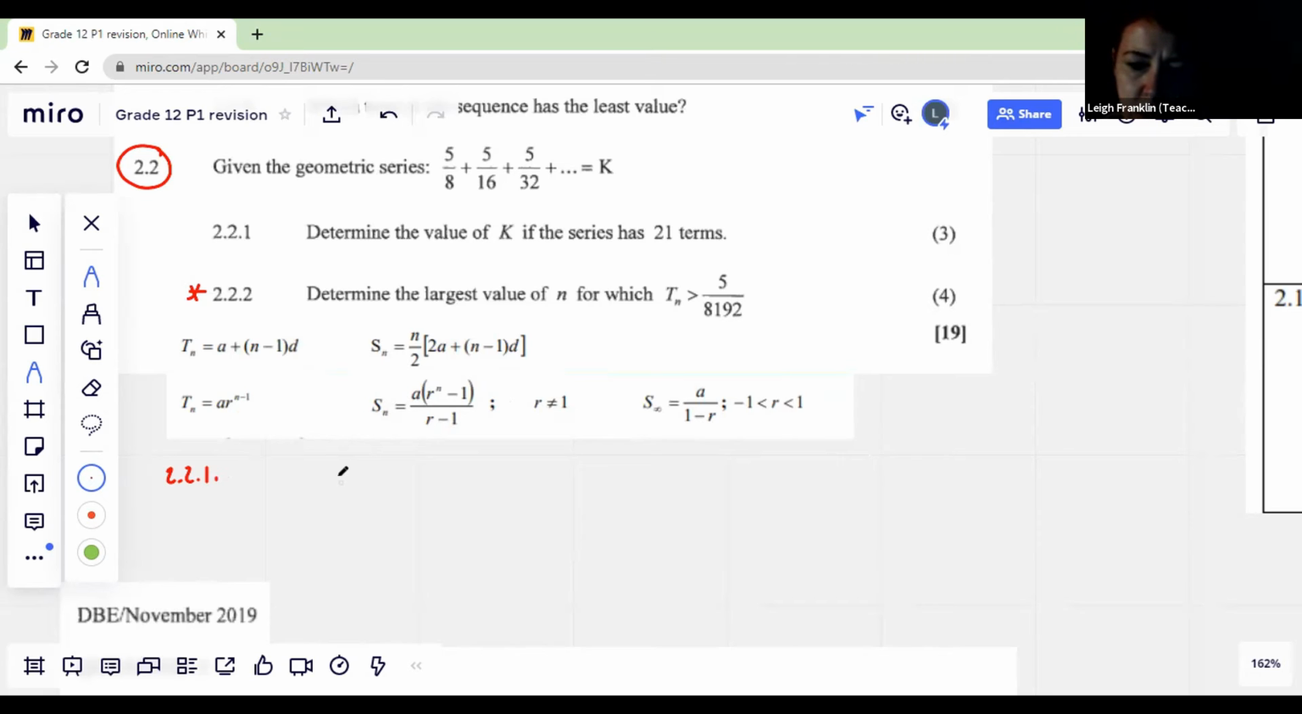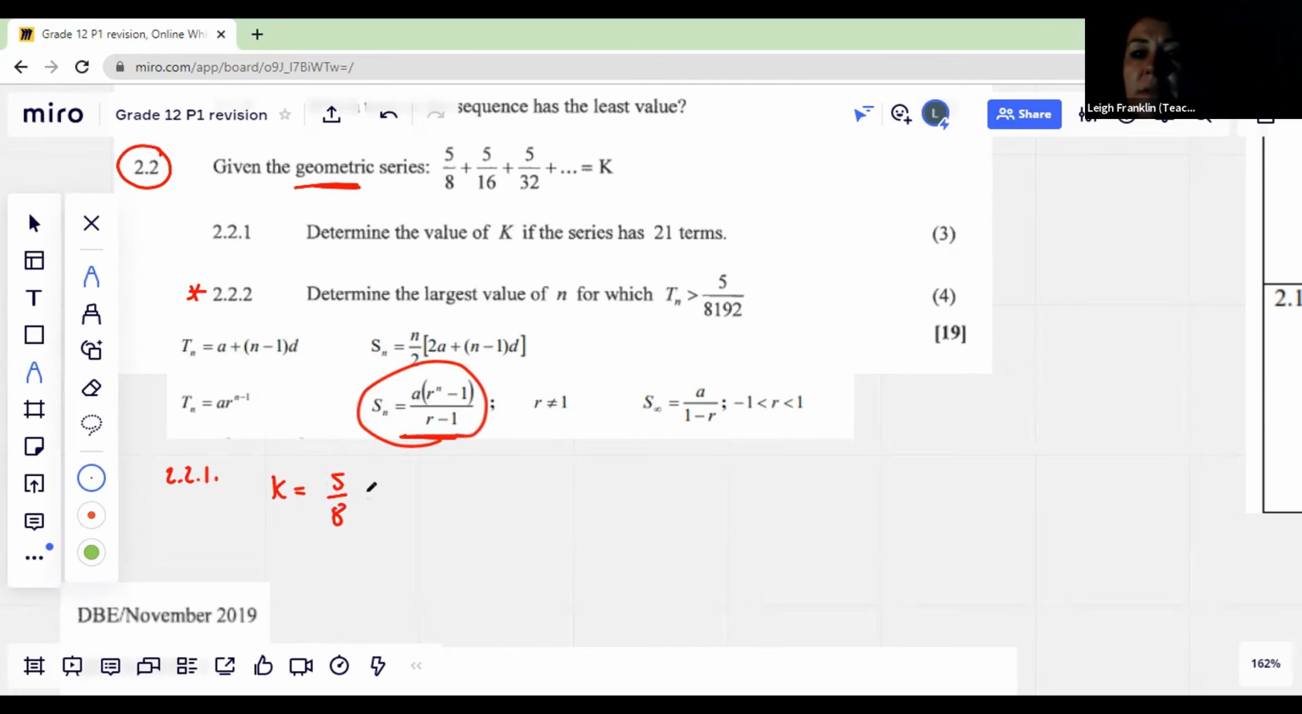Okay, so just so that we are able to finish question 2.2.2 as well, matrix, I'm sorry I'm interrupting you. Because they told us here it's a geometric series, we've got to use a geometric sum. So we've got to use this formula over here, all right? K represents the sum to n. They've told us that n is 21 terms. So in other words, K, which is Sn, is going to be A, the first term in the pattern, is 5/8.